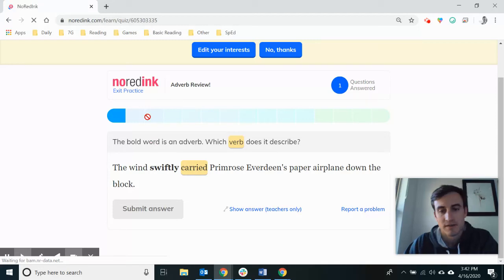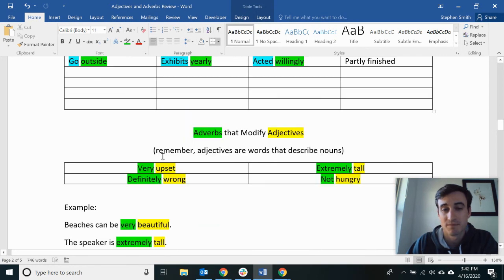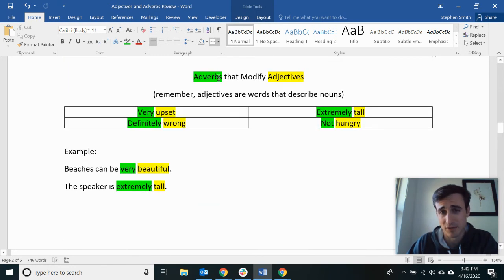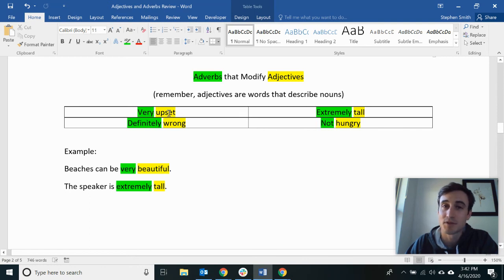So that is my answer. Let's go back really quickly. So those are adverbs that modify verbs. Sometimes you'll see adverbs that modify adjectives. An adjective is a word that describes a noun. Okay? So here are my adjectives in yellow. Upset, wrong, tall, hungry. Upset. How was this person upset? To what extent? Very upset. Definitely wrong. Extremely tall. Not hungry.